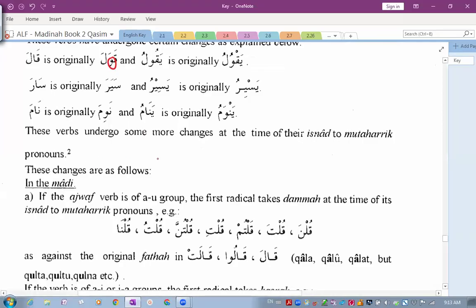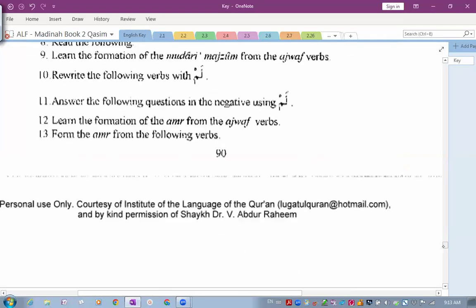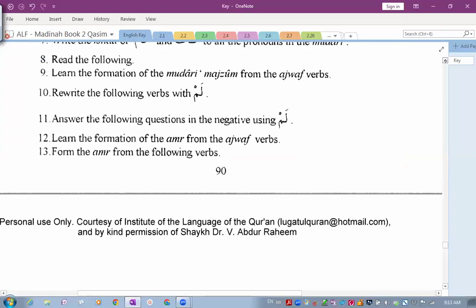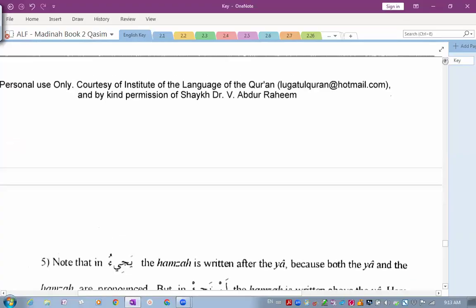These verbs undergo some more changes at the time of their isnad to mutaharrik pronouns. And what are the mutaharrik pronouns? Starting from hunna onwards. The first five are sakin pronouns, and from hunna onwards are known as mutaharrik pronouns. There is a footnote over here, number 2, which goes underneath here, and we can see that. Where did I go? Went too fast.